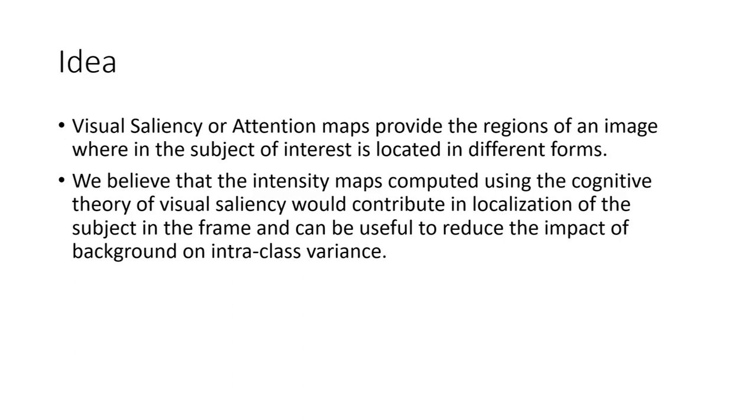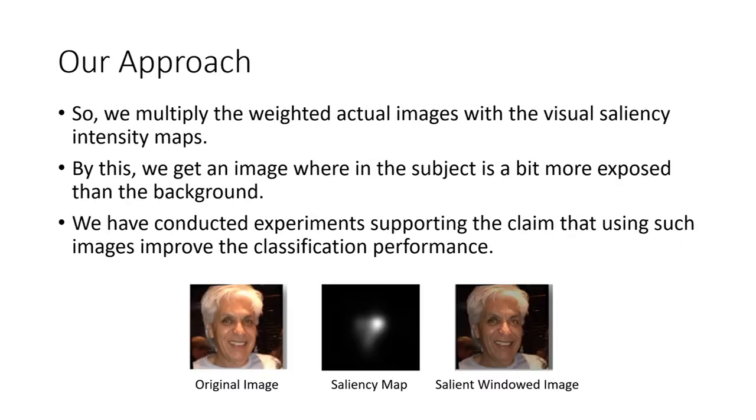So we came up with the idea that why not use visual saliency or attention maps to provide the regions of an image which are naturally dominant to the human being, and we also believe that these intensity maps can be used to reduce the impact of background by reducing the intraclass variance. Our approach is simple. We multiply the weighted actual images with the visual saliency intensity maps, and with this we get an image which is a bit more exposed at the dominant regions of the subject in the frame, as opposed to the background.